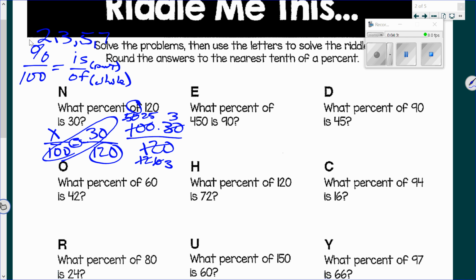The 3, right? So 3 divided by 3 is a 1. What am I left with? 25. 25 times 1 is 25. Divided by 1 is 25. It's 25%.